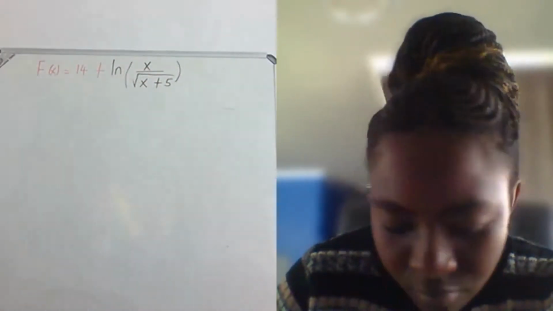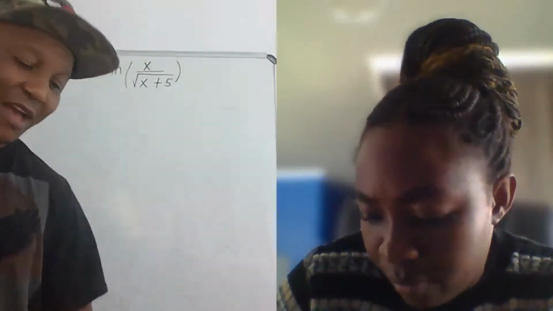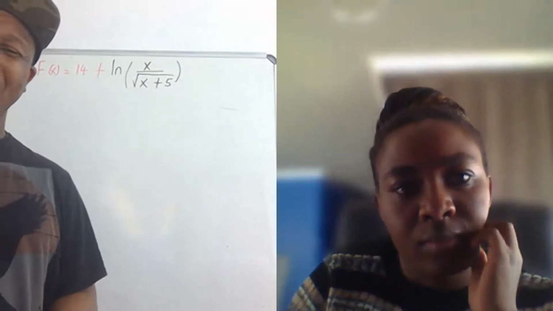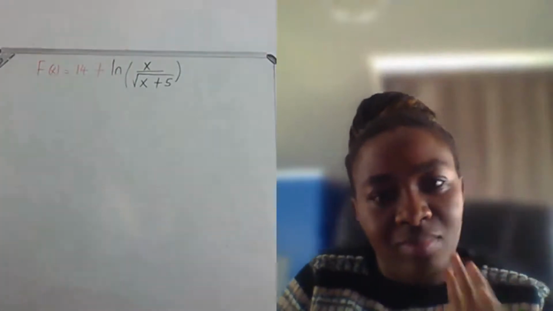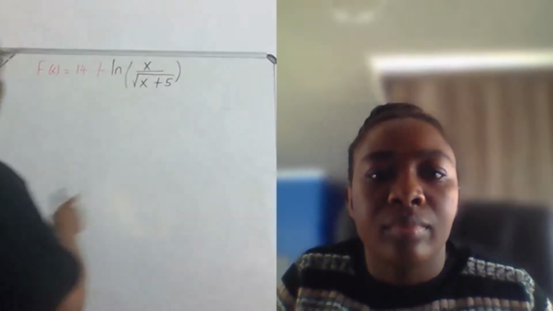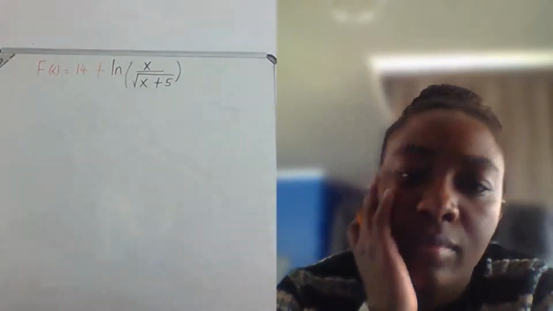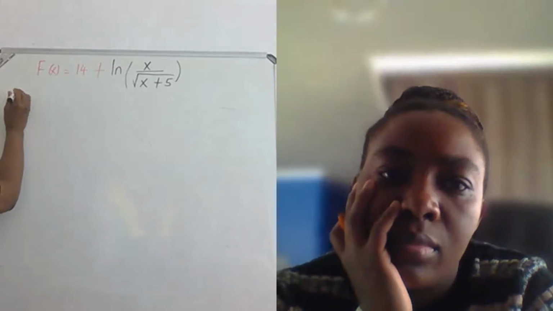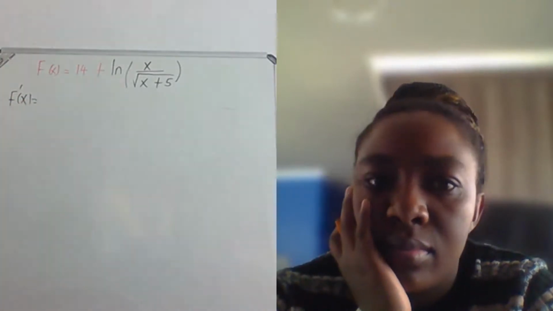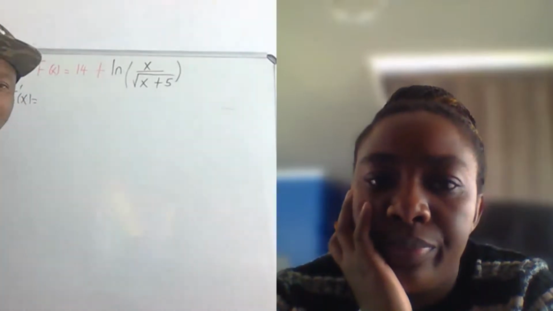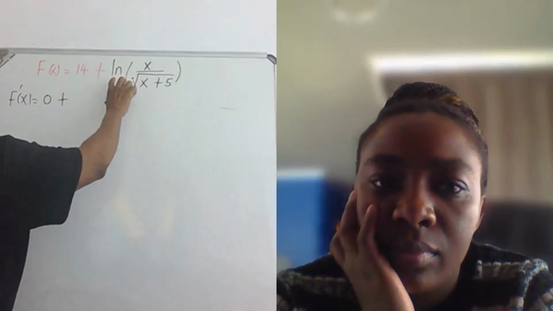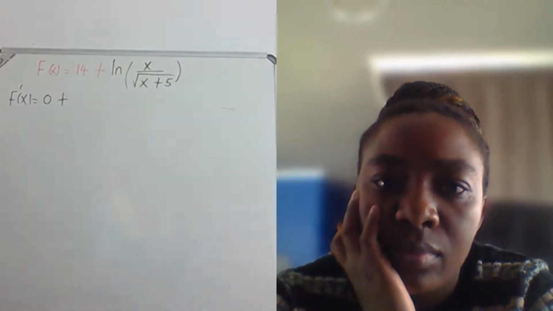Let's go. This is the most challenging. It's not tough, but most of the students I deal with say, oh, it's challenging. The rules are the same. Let me follow my rules. My rules tell me f prime. When I differentiate 14, what am I going to get? 0. And then here, I'm going to have to differentiate the function.